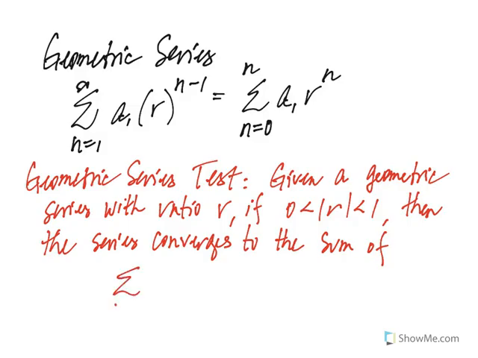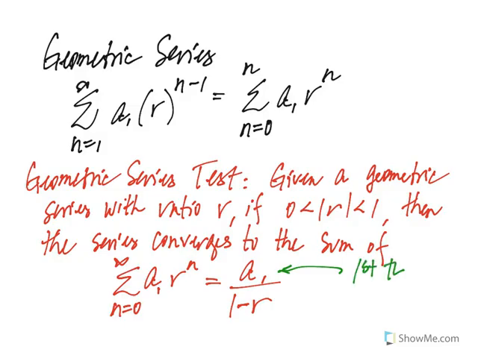and I'll go ahead and write this fully out here. This is the sum from n equals 0 to infinity of a sub 1 times r to the n. This converges to a sub 1 over 1 minus r. Now, I should mention, my notation's off just slightly. It could be a sub 1, could be a sub 0. Don't get too caught up in the a sub 1 there. That is really just the first term of the sequence. And then, of course, r is your ratio.